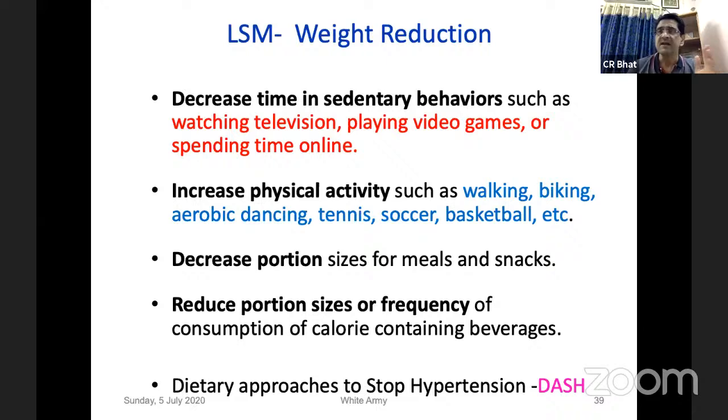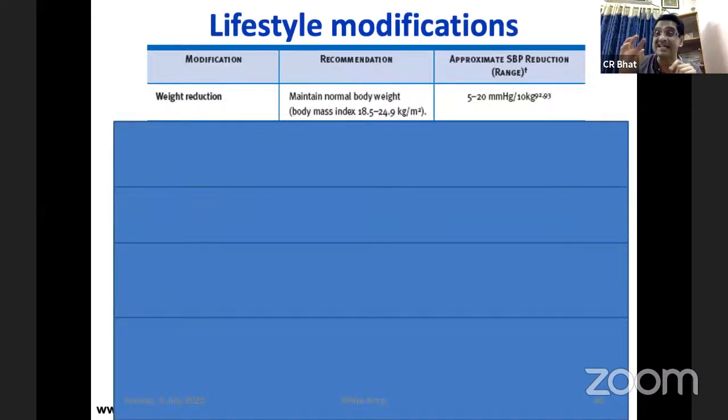Now there is something called the Dietary Approach to Stop Hypertension, DASH. A diet which is very rich in fruits and vegetables and reduced in salt will help to reduce the blood pressure. Now, weight reduction of 10 kgs. If the patient is obese, say the weight is 80 kgs and blood pressure is 160 by 100, if the person reduces weight by 10 kgs, his blood pressure can come down by 5 to 20 millimeters. Reduction of 10 kg of body weight can reduce the systolic blood pressure by 5 to 20 millimeters. So we need to maintain the body mass index between 18 and 24. That is very important. That is a very essential step in non-pharmacological therapy, lifestyle modification.